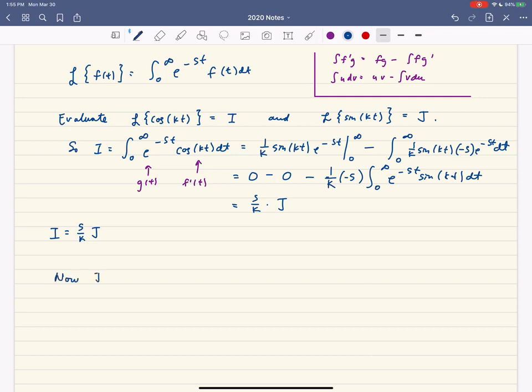So let's write this out. J is going to be the integral from 0 to infinity of e to the negative st times sine of kt dt. So we just need to go through and find this. And we're going to do a very similar thing here. We're going to do integration by parts again.